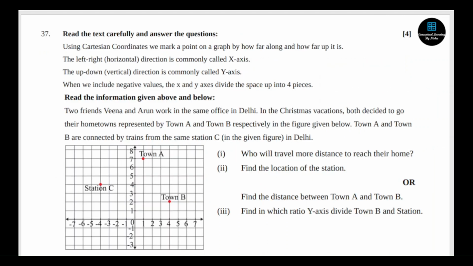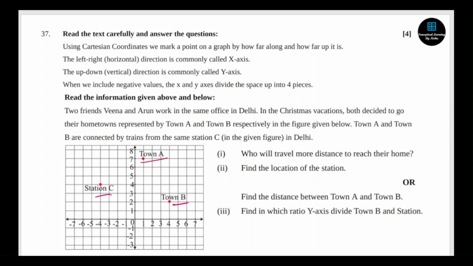Moving to the next question. This is from coordinate geometry. Read this passage carefully, and then you can answer this. Some values are given for town A, town B and town C. So what do we have to find? Who will travel more distance to reach their home?